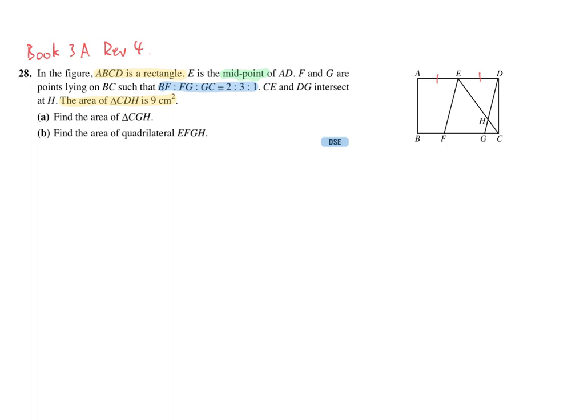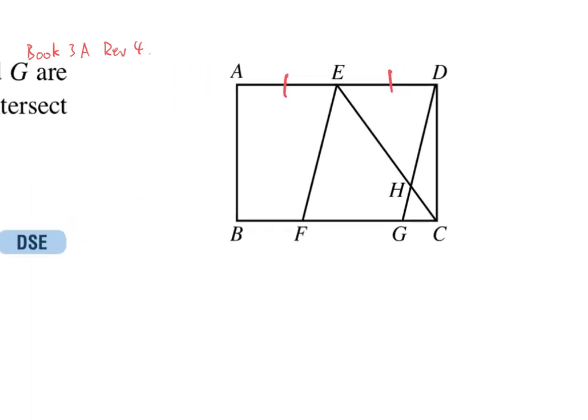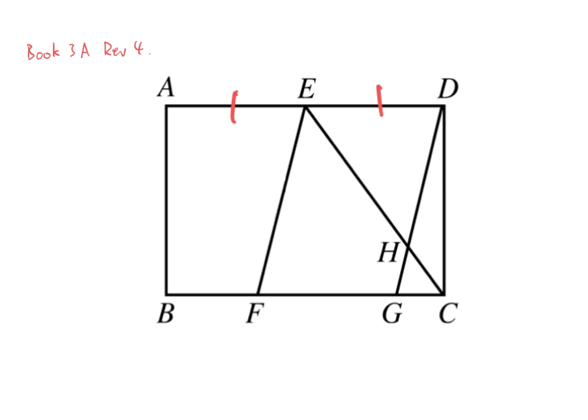It says that BF to FG to GC is 2 to 3 to 1. So when we consider the question, we can directly say BF is equal to 2K, FG is 3K, and GC is 1K. We cannot say that they are 2, 3, 1 because 2, 3, 1 are only the ratio. For the lengths of BF, FG and GC, we can use the K method to represent them. Remember, when you use this method, you should write K not equal to 0, to identify that K cannot be 0.